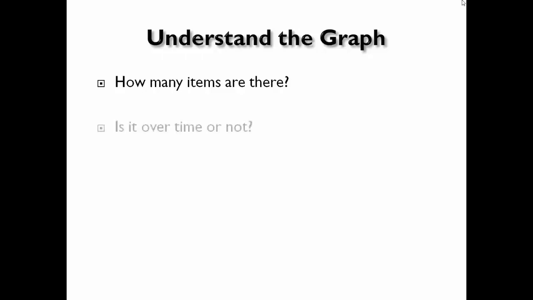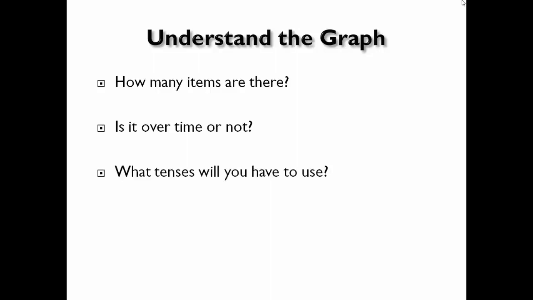So let's look at more questions that you would have to think about. You'd have to think about how many items are there. If there are 2 graphs, how many items are there in graph 1, and how many items are there in graph 2? Is it over time or not? So does it begin in the past, say 100 years ago or 50 years ago, and does it run up to the future? If it is over time, that is going to affect your answer. What tenses will you have to use? So is the data from the past, present, or is it a projection into the future?